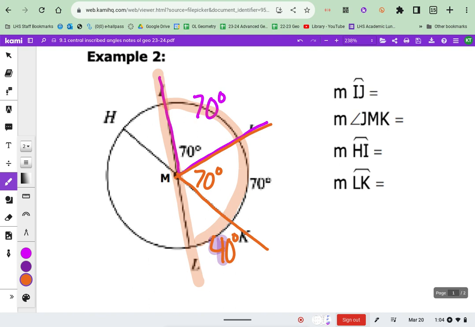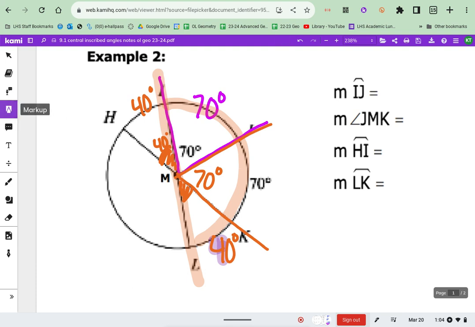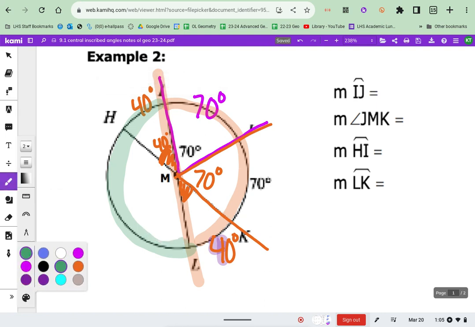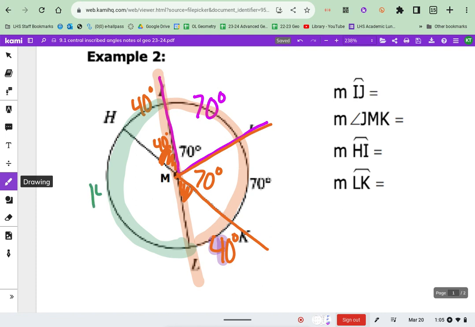Once you look for semicircles, you're also looking for vertical angles. So these are vertical angles, which means it's the same. Which means now we can solve for the other semicircle. So 40 plus this bit is 180, which makes this 140, which makes this angle where the M is also 140.